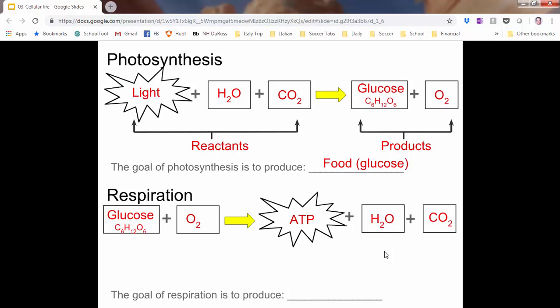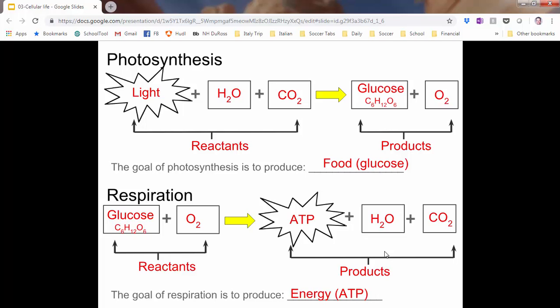Glucose has energy in it, but it's in a form that needs to be transformed into this molecule called ATP for the cell to actually use. So again, in this chemical reaction, we have the reactants on the left, the products on the right. And really the ultimate goal of cellular respiration is to produce energy in the form of ATP.